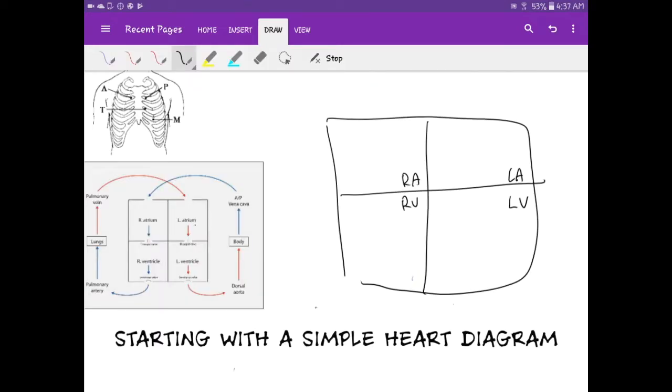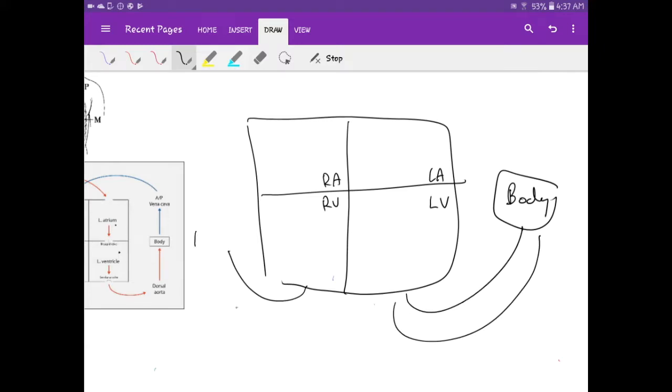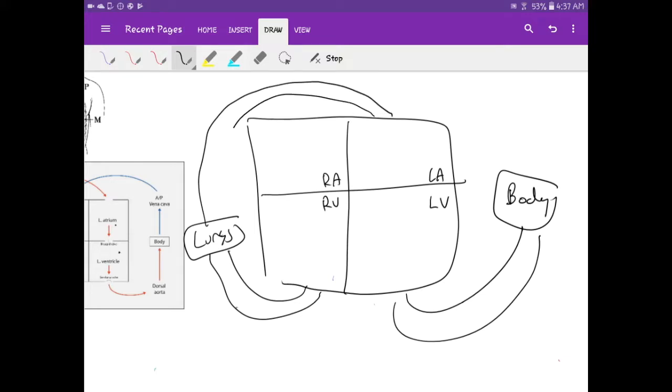Oxygenated blood goes from the left atrium to the left ventricle and going to the body. So the way to remember that is just have body on the right, okay? That's connected to the body, and then that's connected to the lungs, alright? Very simple. And then this one crisscrosses, if you will.